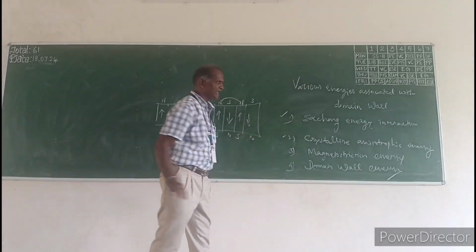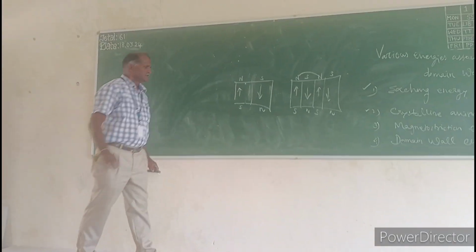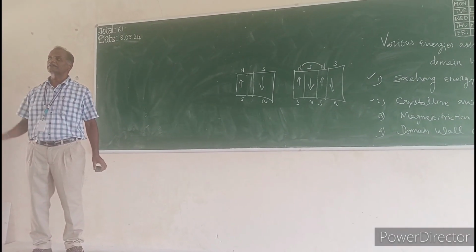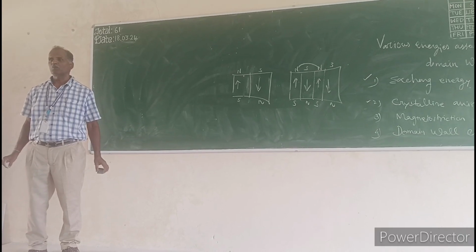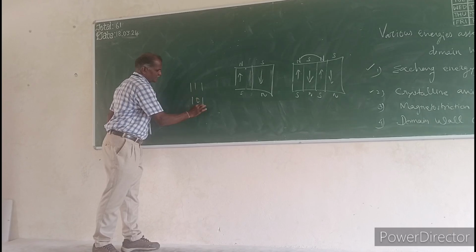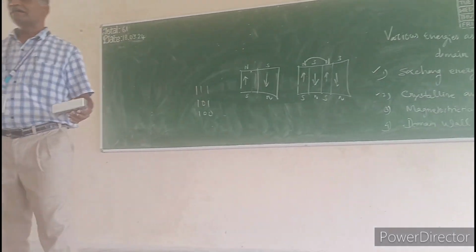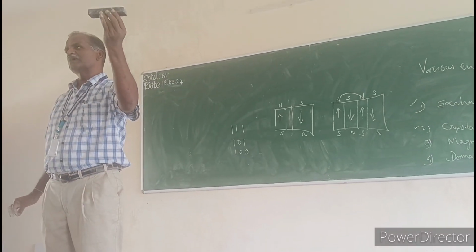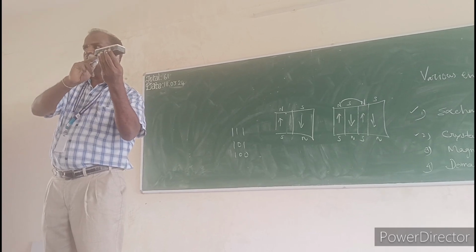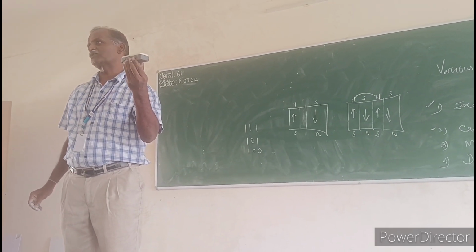The next one is crystalline anisotropic energy. You might have studied Miller indices. In this case, the crystal has different orientations: 110, 101, 100 like this. For easier understanding, I consider this vessel as a magnetic material. I have to magnetize it with the help of an external magnetic field, that means using an electromagnet.